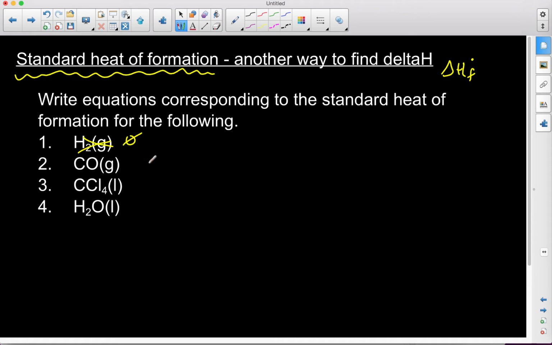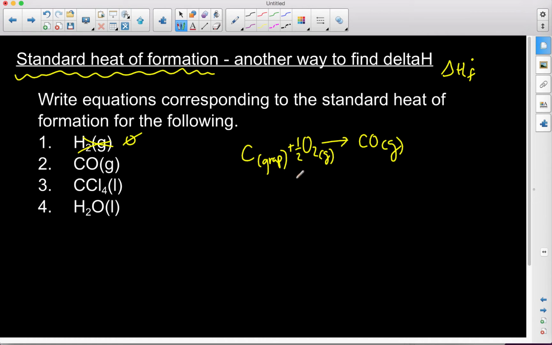So, let's do this one, CO gas. If we want to form CO gas, and specifically 1 mole of it, because that's what the definition of heat of formation is, we would have to start with carbon in its standard state, which would be solid graphite, plus O2, because O2 is elemental oxygen, and then what do we have to do? Put a 1/2 here.